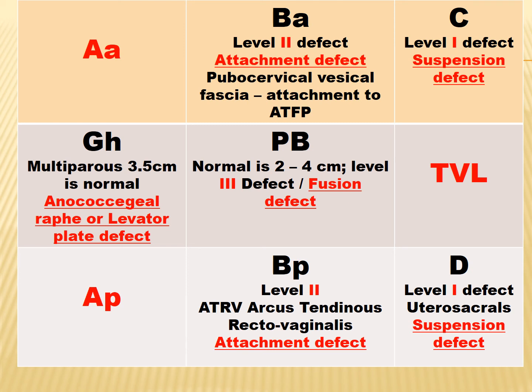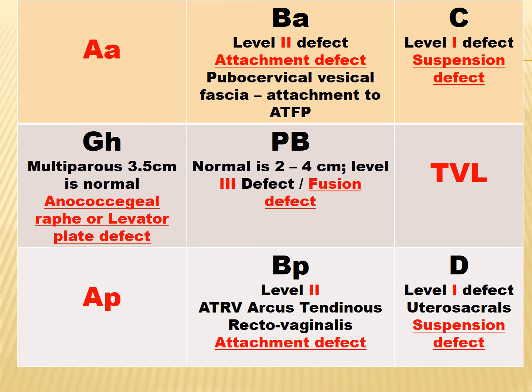Right. If it is not that value, then it means there is an attachment defect. Previously I explained about the arcus tendinous fascia pelvis. I explained it because point BA is somehow connected to the arcus tendinous fascia pelvis. So here the pubocervical vesical fascia normally gets attached to the arcus tendinous fascia pelvis. If there is any problem or damage in this attachment, that is called an attachment defect or level 2 defect. There will be a change in the value of BA.